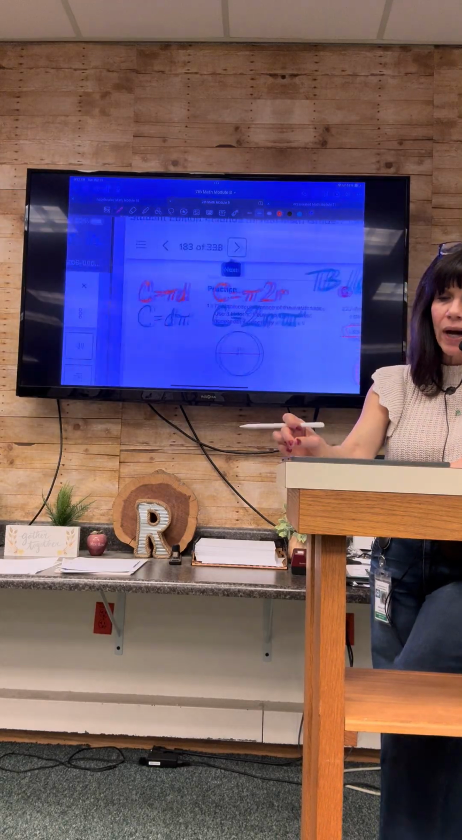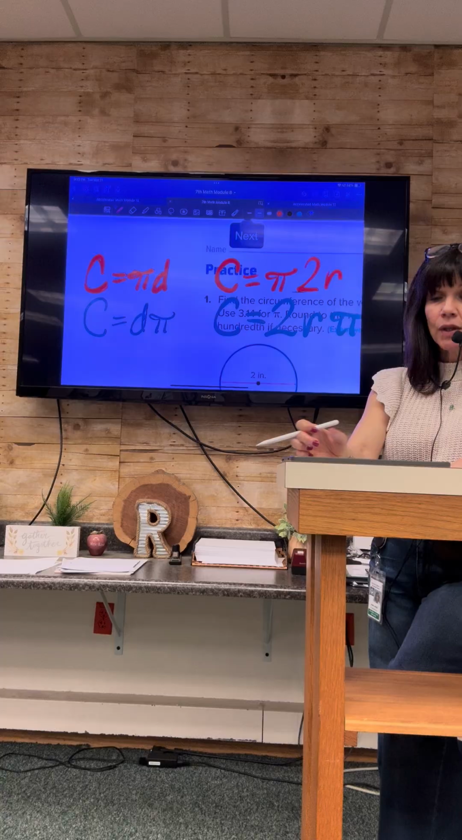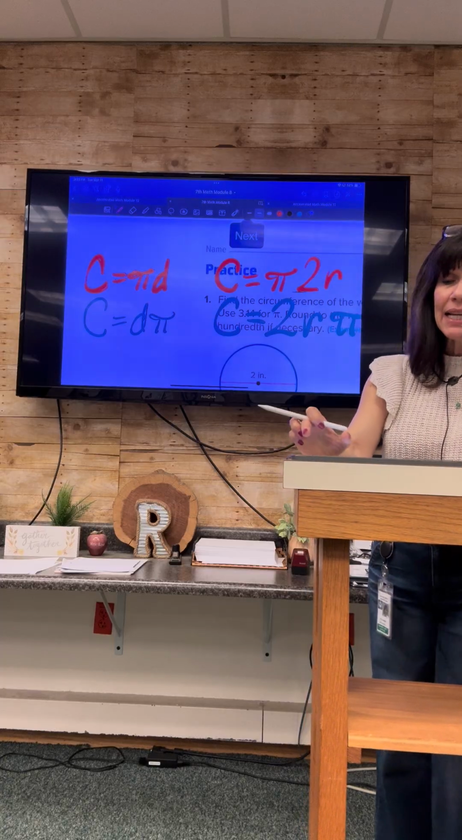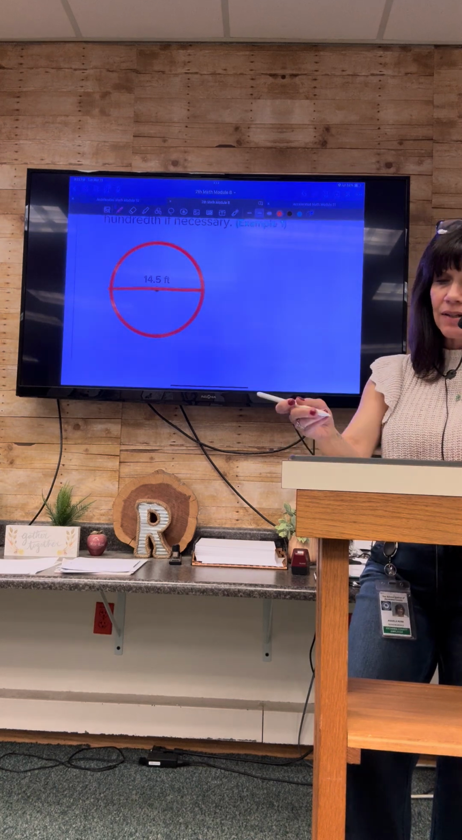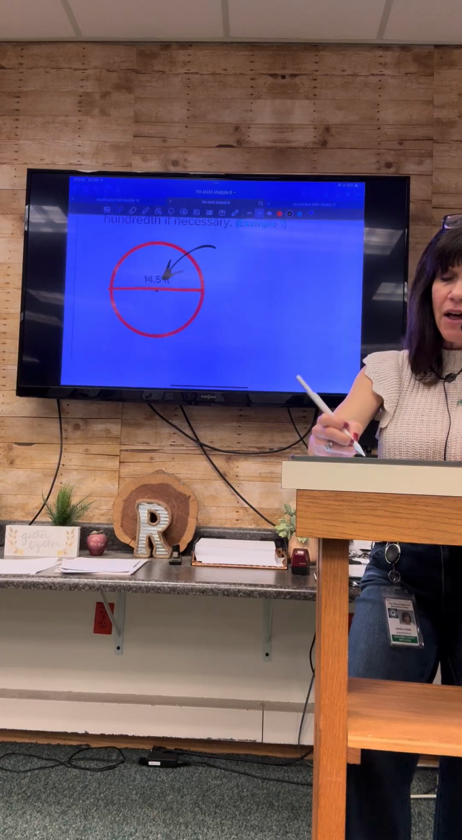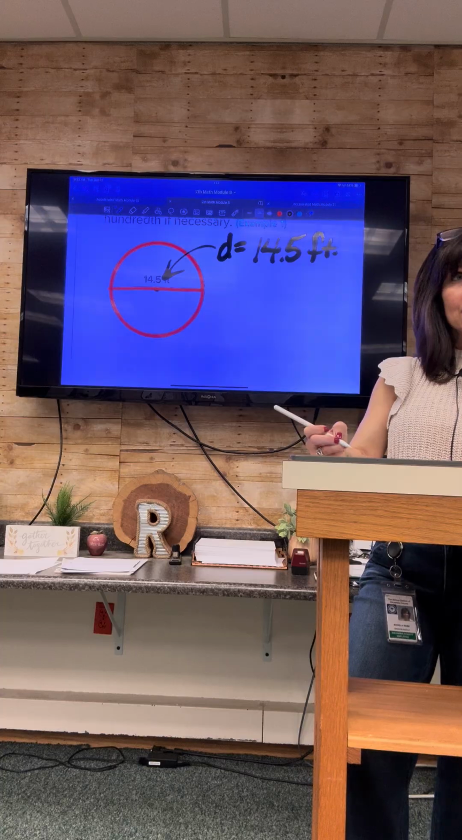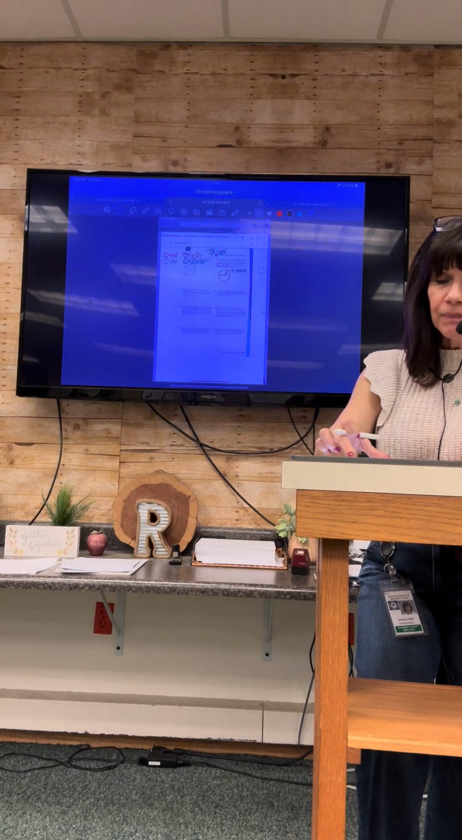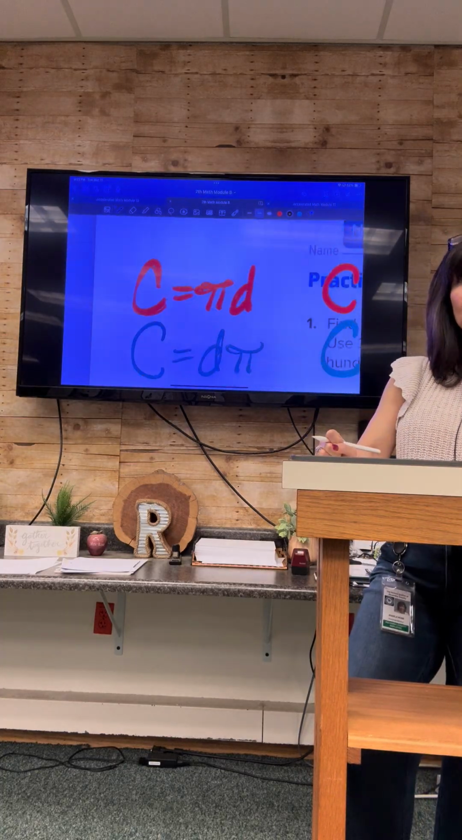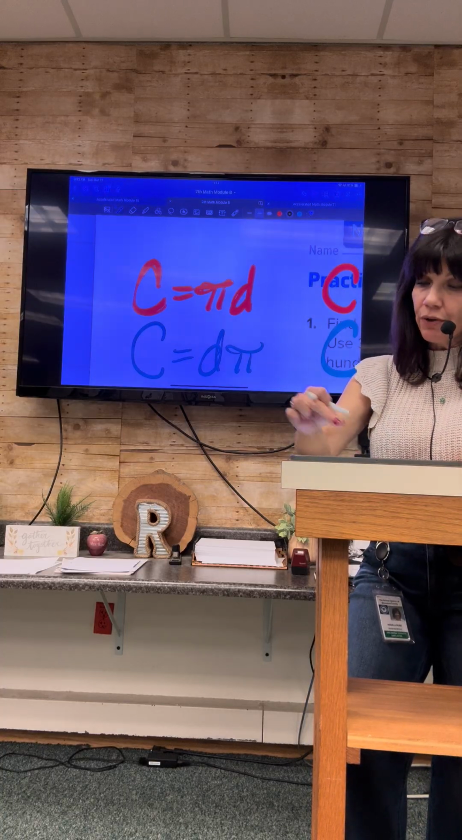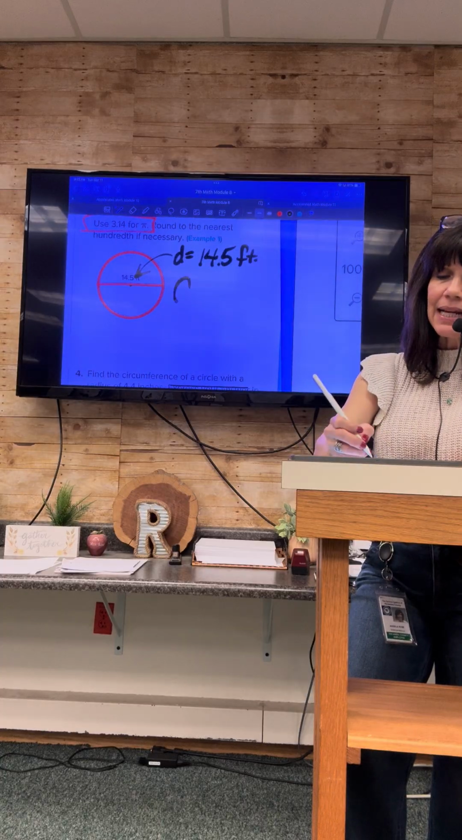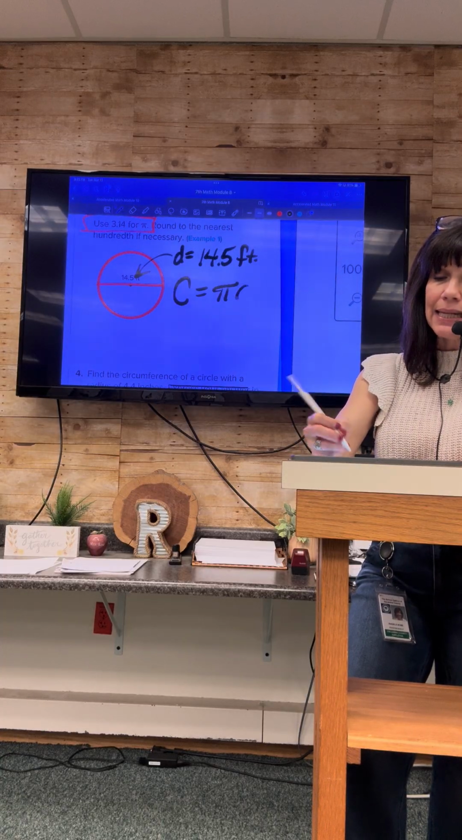Hey guys, they did say to use 3.14 for pi. So we're going to use what color ink? The red ink. And did they give us a diameter or did they give us a radius across the center here? Diameter. Excellent. What is the measurement of the diameter? 14.5 feet. So please recopy the red ink formula where you have a D for diameter. So what are you copying right now? Please say it. C equals pi d.